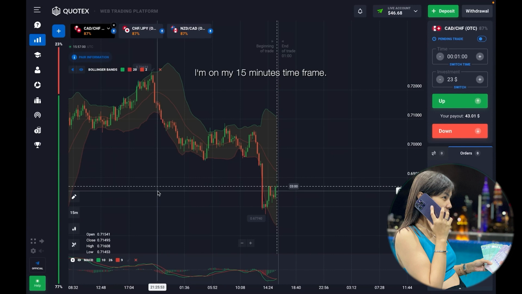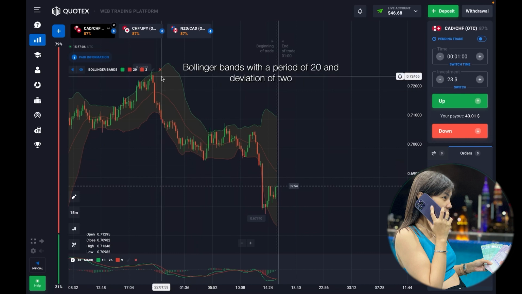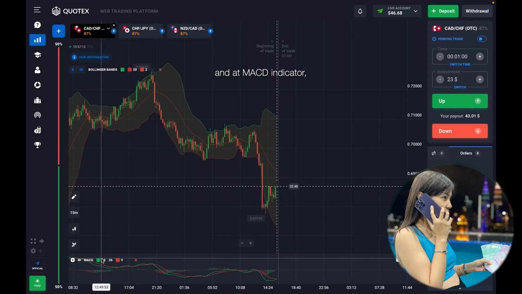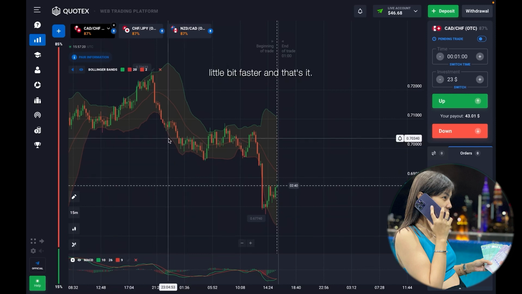I'm on my 15 minutes time frame and have already set up indicators. By the way, my classic settings, keep this if you want. Bollinger Bands with the period of 20, deviation of 2, and MACD indicator. I just changed this first period a little bit and I make it a little bit smaller for 10. So I just want to make it a little bit faster and that's it.